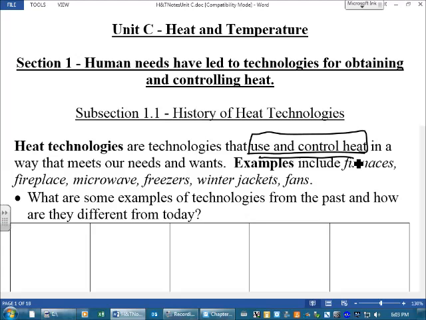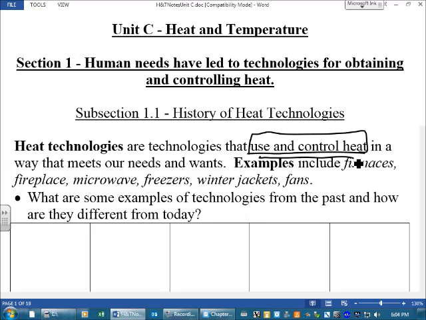Winter jacket, you might think, well, how is that a technology? Well, we've designed lots of clothing for various purposes. A winter jacket specifically is meant to insulate. And what something that insulates does is it prevents heat from moving, right? Keeps it in one place so we can use it. So again, we're controlling the heat.